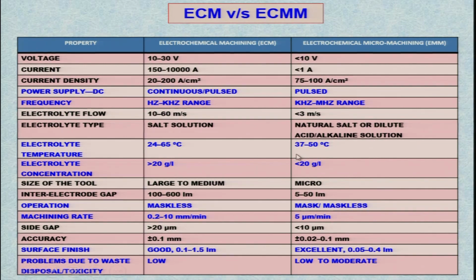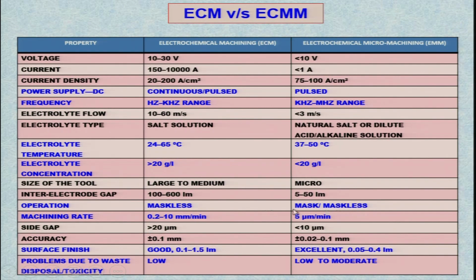And then electrolyte concentration also depends upon your requirement, but in case of micromachining you have lower concentration compared to macro machining. And then you have the size of the tool, definitely in case of micromachining you have the micron size of the tool, and inter-electrode gap, as I mentioned earlier also, it is very low. Here it is 100 to 600 micrometer, while it is 5 to 50 micrometer. Normally it is within tens of micrometers rather than so large as 50 micrometer.